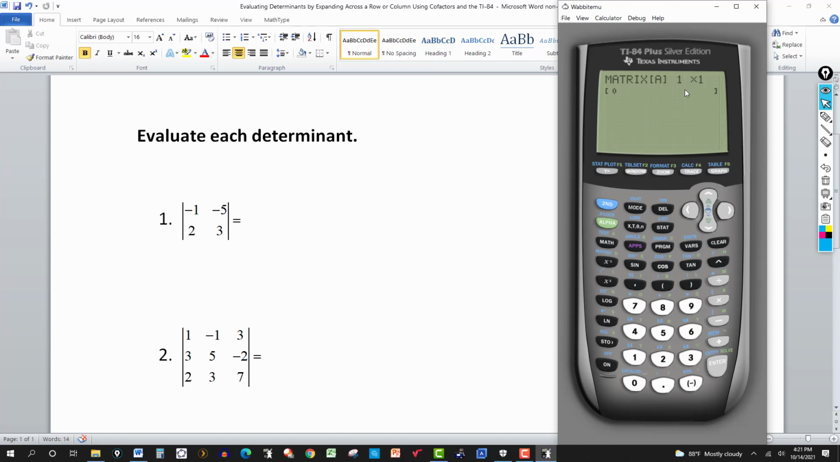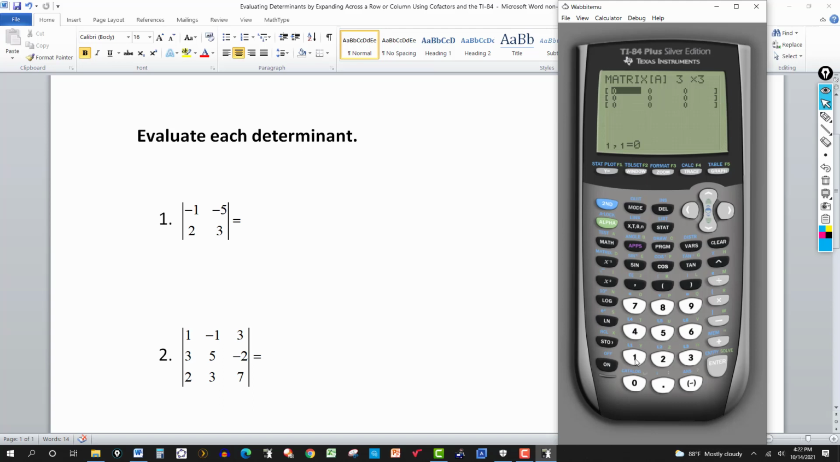Remember, a determinant is basically defined as a number associated with a square matrix. So we can put these components in terms of a matrix. This is going to be a 3 by 3. So 3, enter, 3, enter, and then enter the components. I'm going to do number 2 using the calculator.